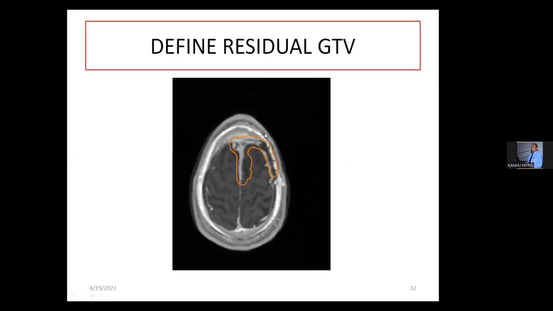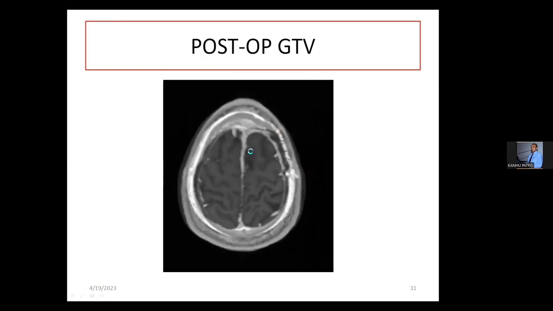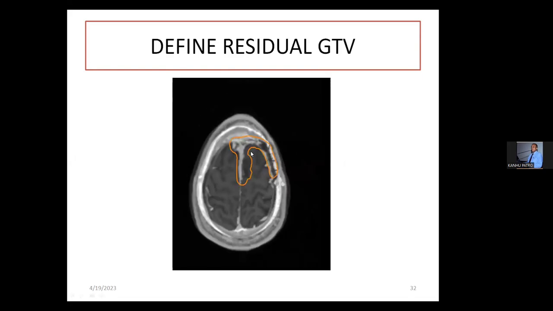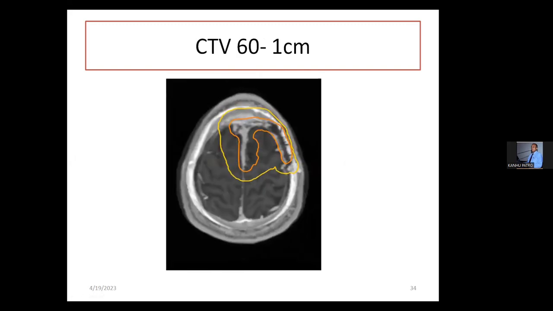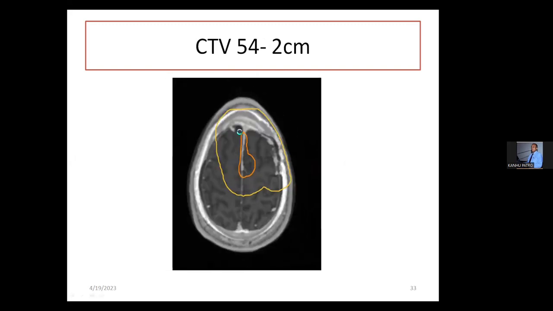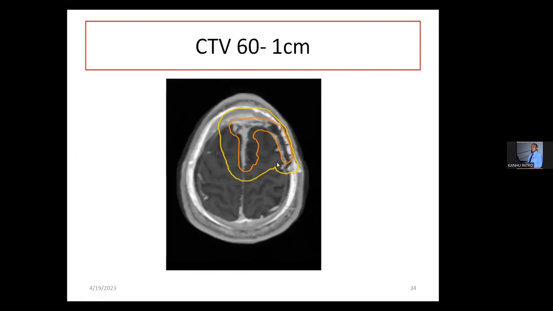So in these cases, you have to define what is known as the residual GTV. You have to contour the residual GTV. After residual GTV contouring, you give a 2 centimeter margin. After giving the 2 centimeter margin, for the CTV 54 and CTV 60, you give a 1 centimeter margin. And then you give the PTV margin there.